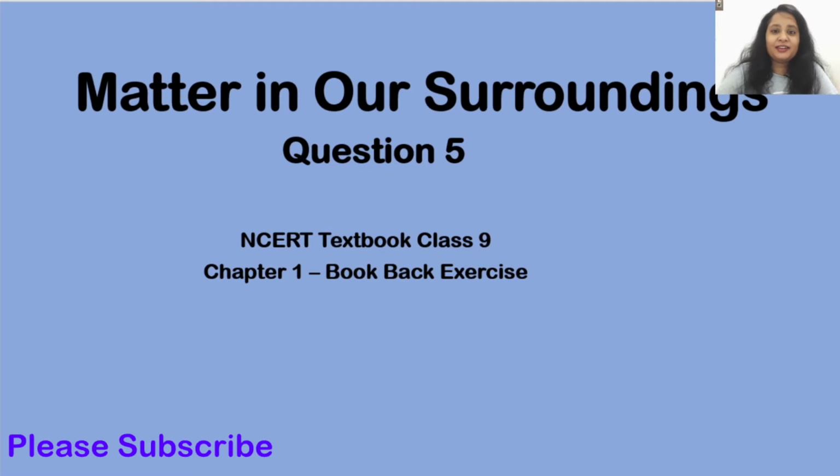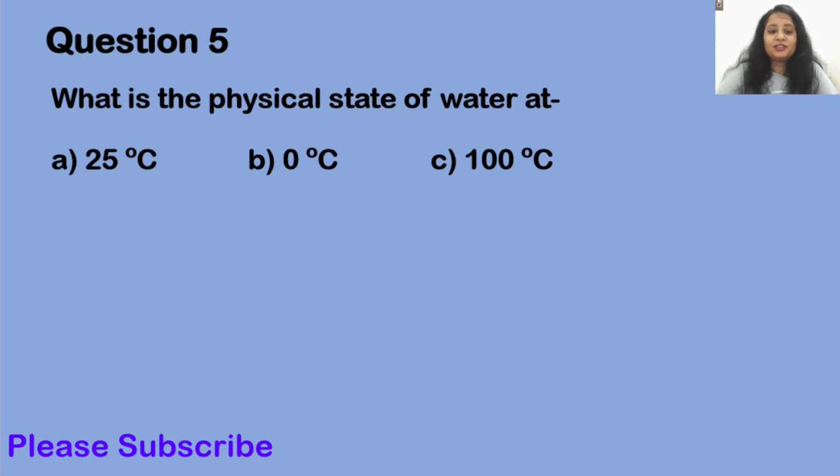I am Akanksha and this video is about question number 5, NCERT textbook class 9, Matter in Our Surroundings, chapter number 1. So let's see the question and find the solution for that. Question is, what is the physical state of water at 25 degrees Celsius, 0 degrees Celsius and 100 degrees Celsius. So friends, as we know, water exists in 3 forms. First is solid, second is liquid and third is gas. So at what temperature, what form is there, we need to find out.